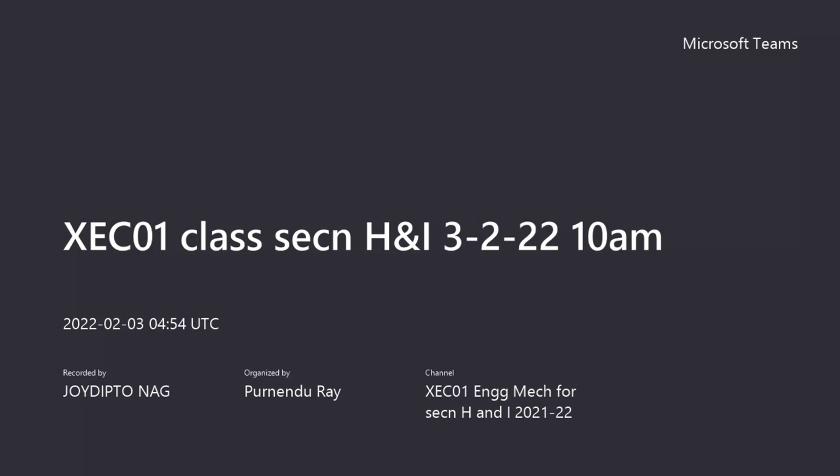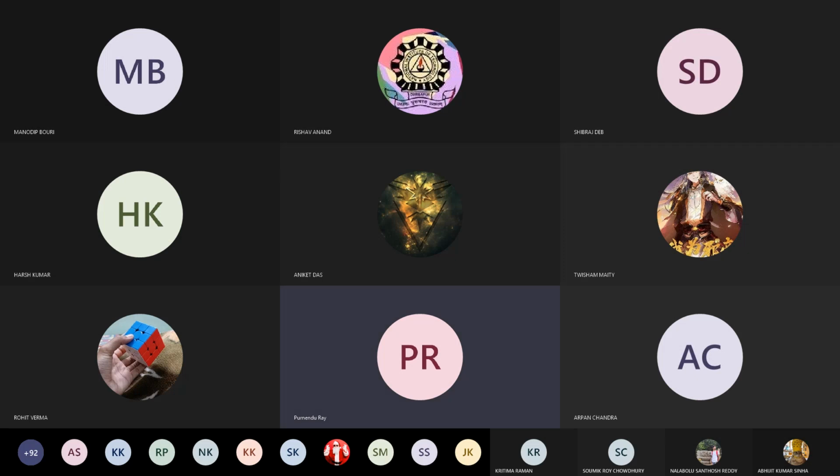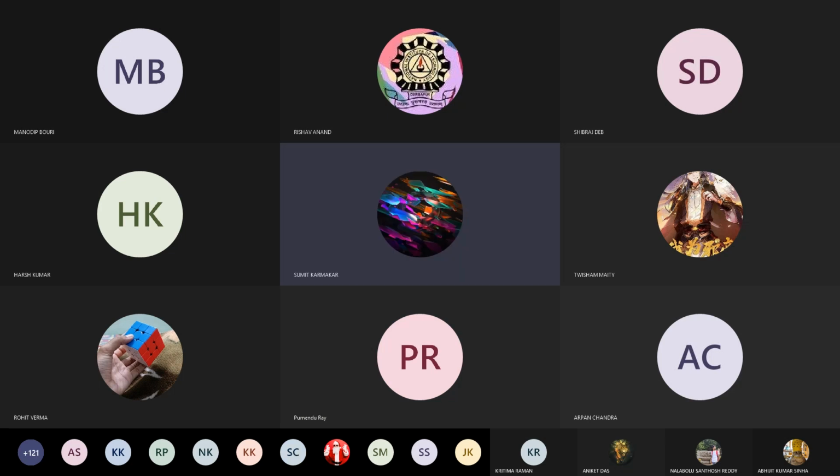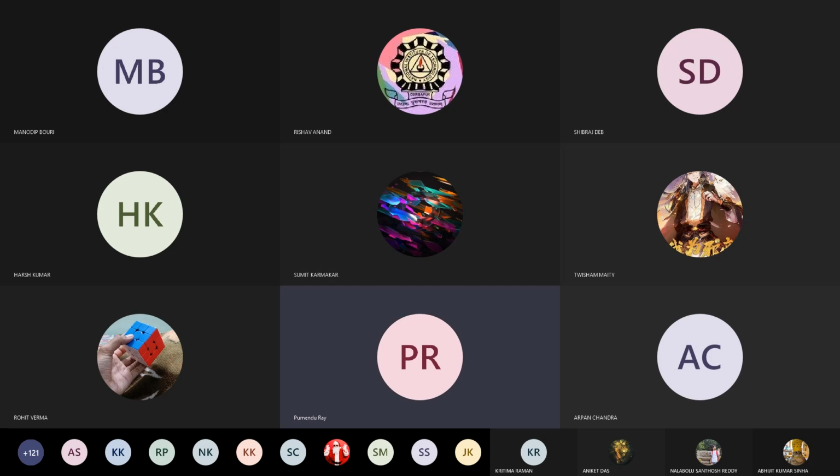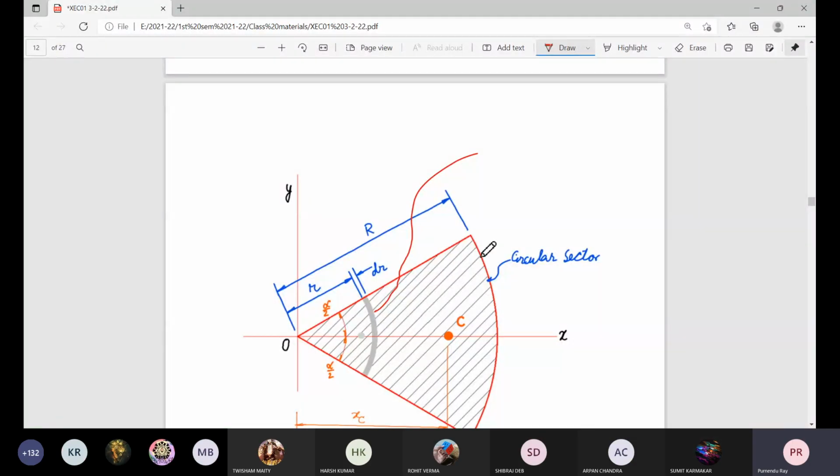About this area element, this one. It is looking like a pie, a part of a pie. The same central angle it is making, but at some variable distance from the center. This small r is now variable, and capital R is the fixed, constant radius of this circular sector, or a part of this circular sector.